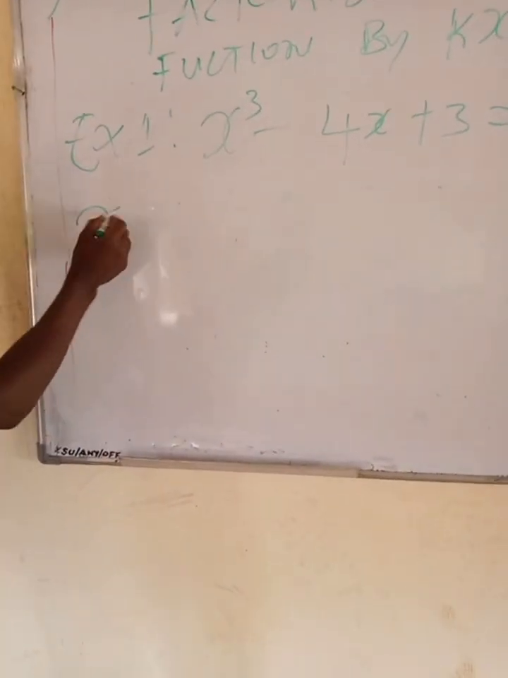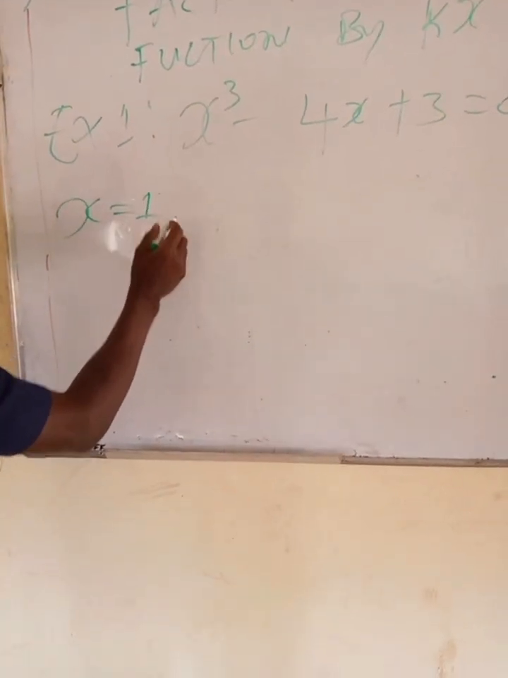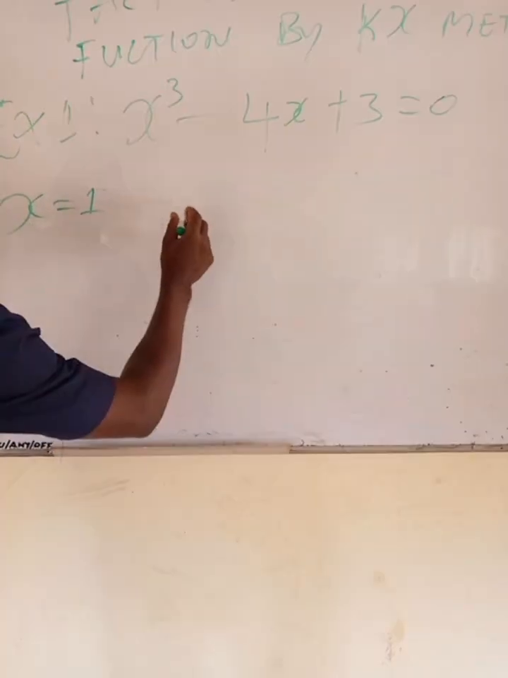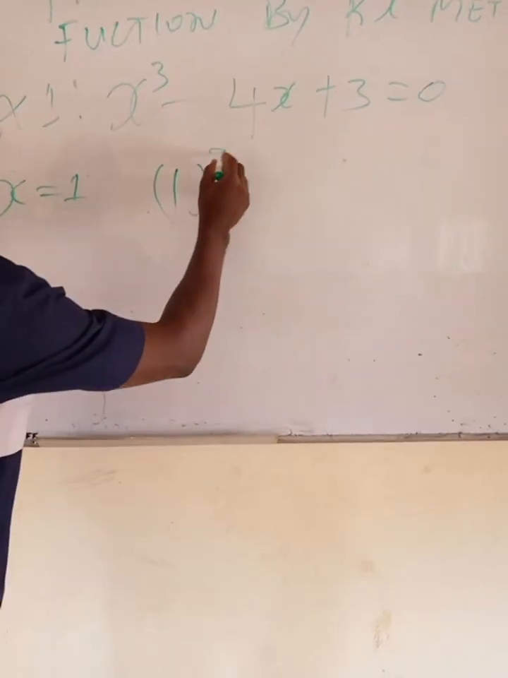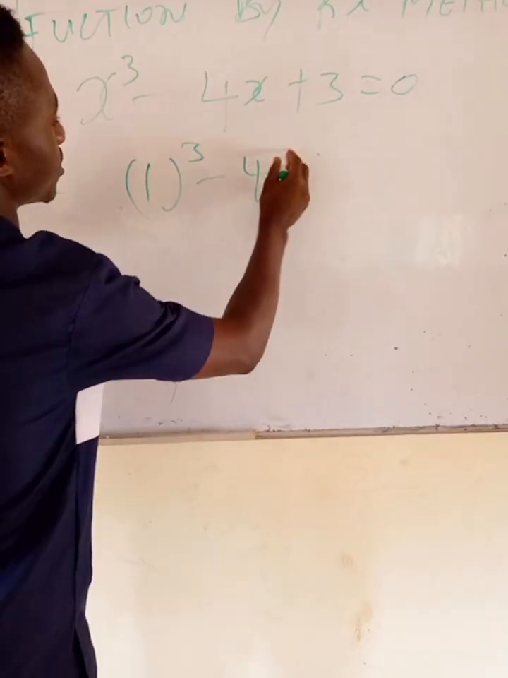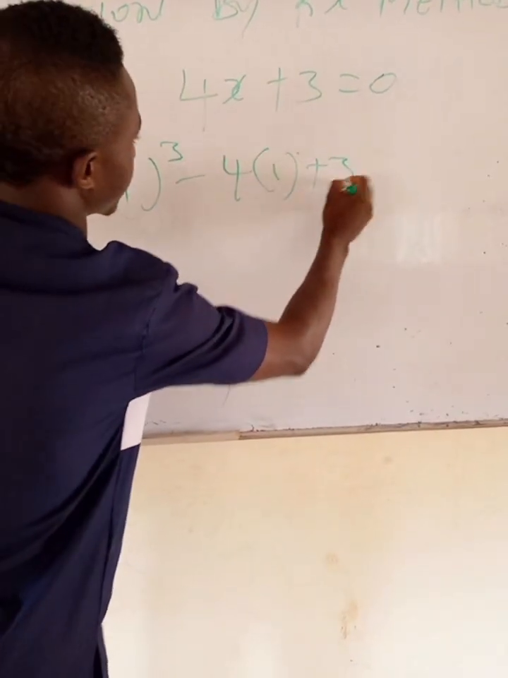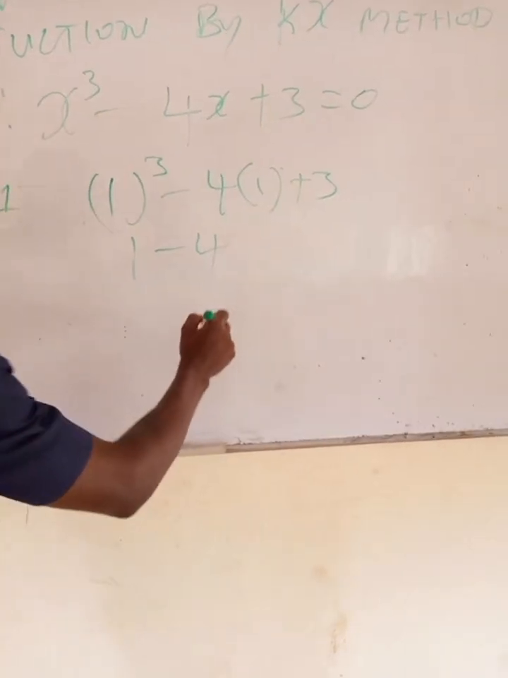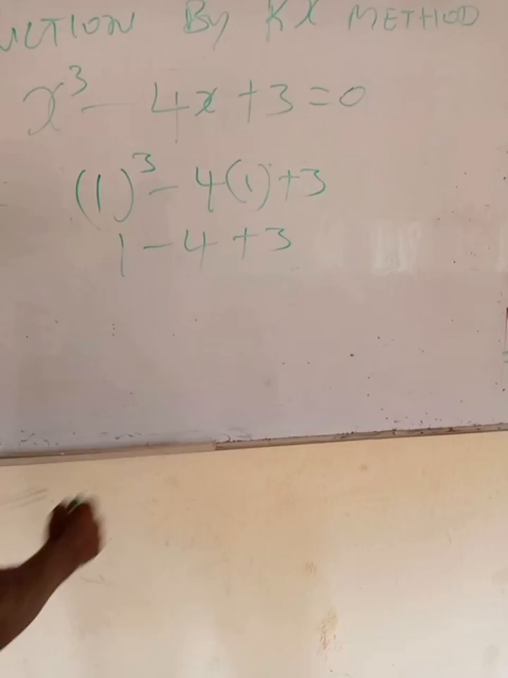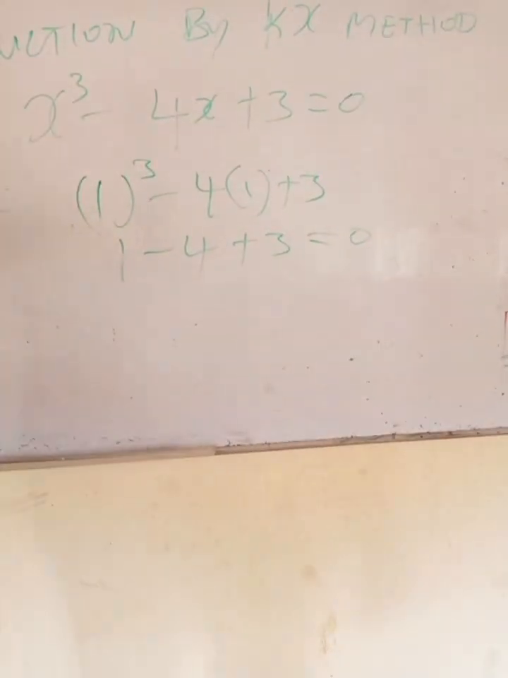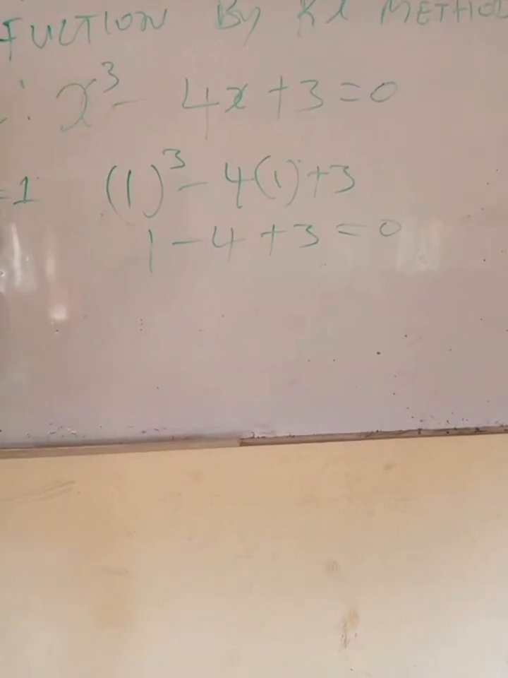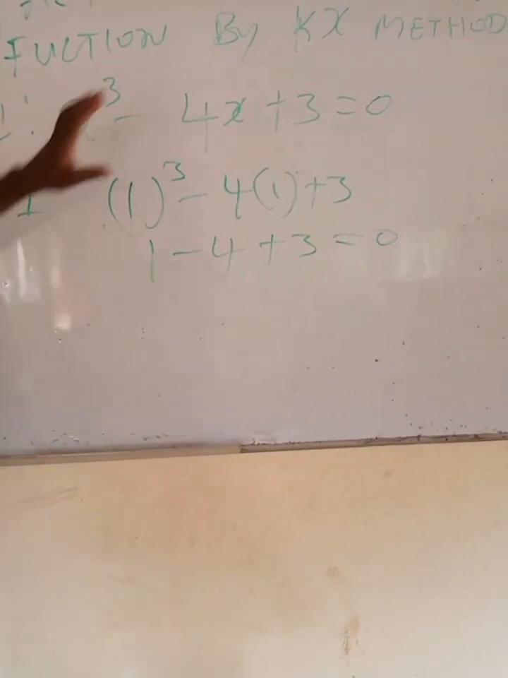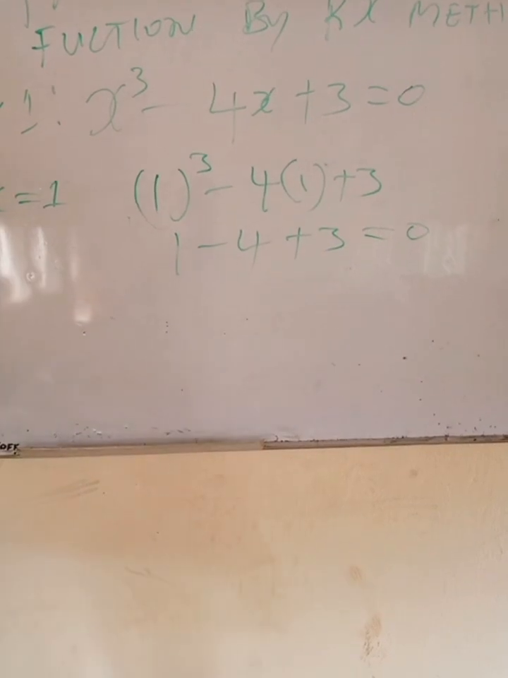Now, testing for s equals to 1. Plugging in 1 for s, we are going to have 1 cubed minus 4 into 1 plus 3, which will be 1 minus 4 plus 3, which will result to 0. Therefore, s minus 1, that is s equals to 1, is our solution to this function.